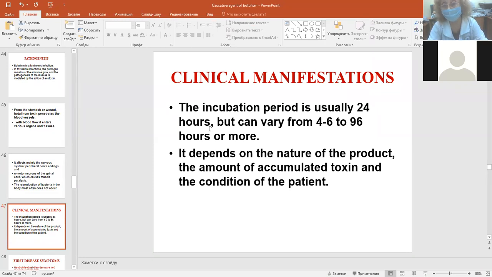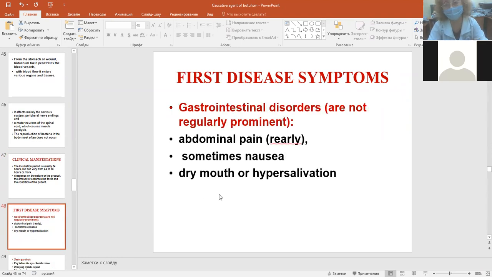The incubation period is usually 24 hours, but can vary from 6 hours to 96 hours or more. Sometimes it takes a few days, maybe even 10 days. It depends on the nature of the product, the amount of accumulated toxin, and the condition of the patient. First, disease symptoms.